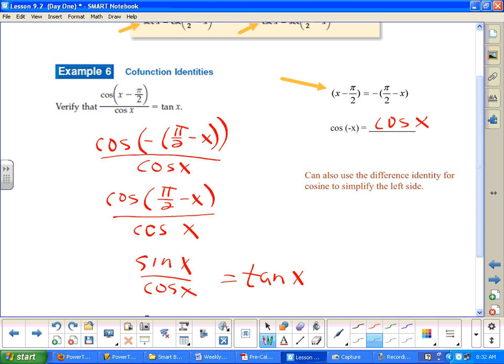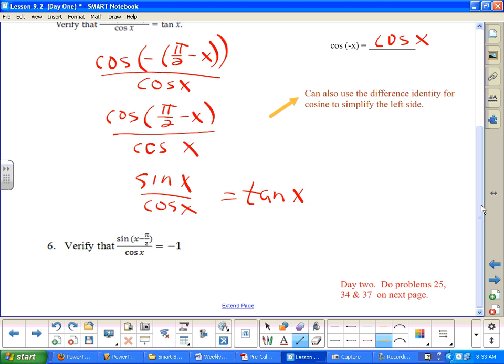And like the little note I have here, you could also just use a difference identity for cosine to simplify it. And probably when you get into the heart of a question, more than likely you're going to end up doing that. Just because you see that, oh, that's a difference identity, I'm just going to use a difference identity. But if you get a pi over 2 minus x, or x minus pi over 2, you can always use the cofunction identities.